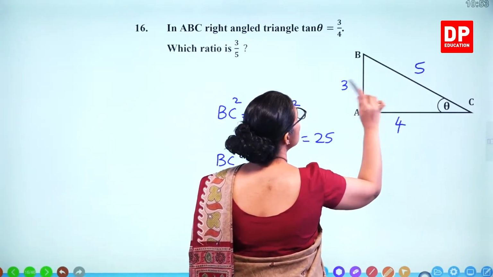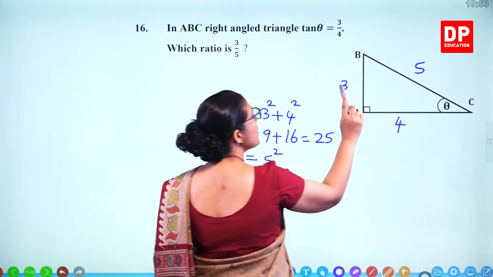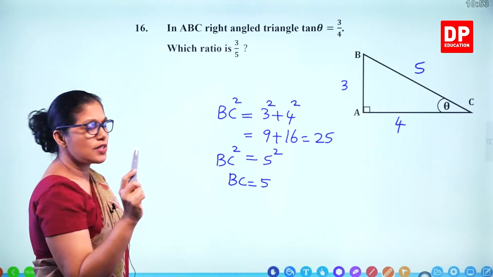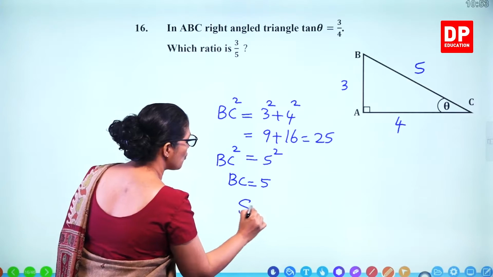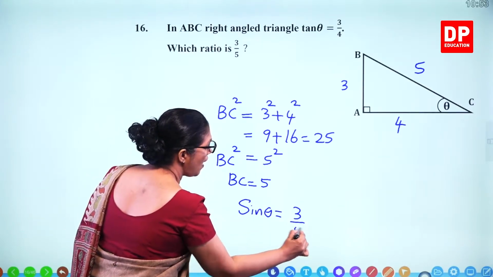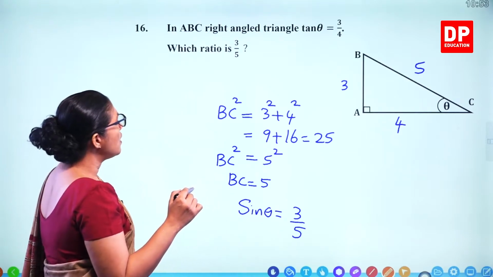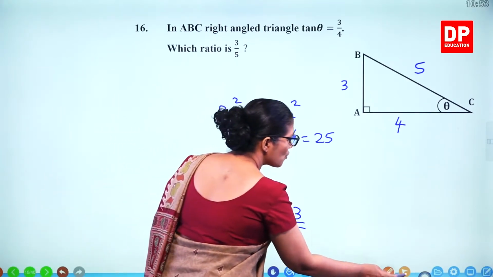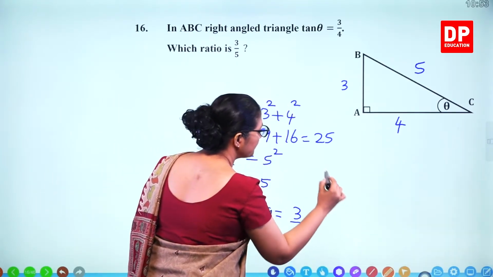Now what is the ratio 3 and 5? Opposite and hypotenuse. So sine ratio. So sine theta equals 3 over 5, opposite over hypotenuse. So 2 marks for that.